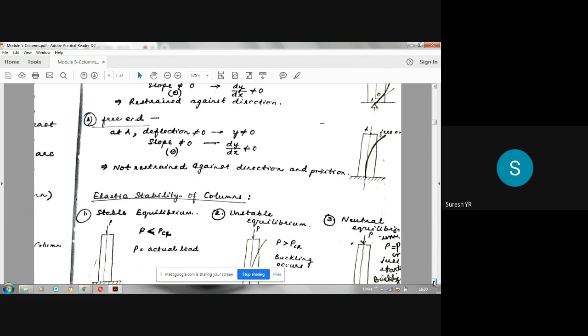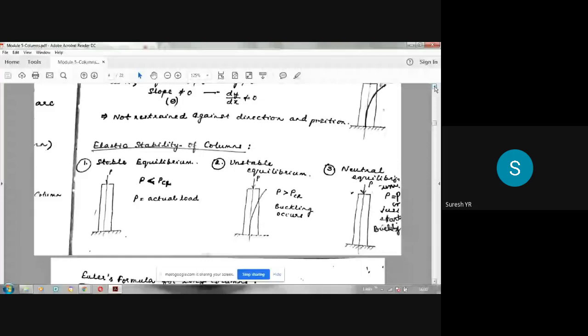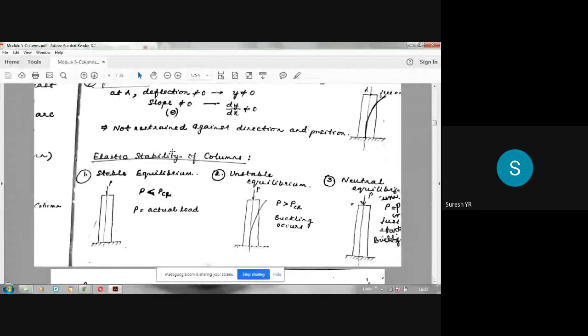Similar to beams, there is no change. So in this case we say it is not restrained against direction and position. That means it is easy to rotate, it is easy to deflect. That is the meaning. It is not restrained. Restrained means fixed. That is the meaning.